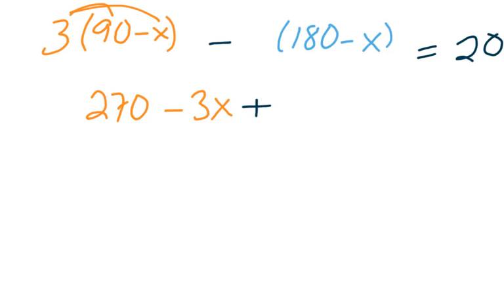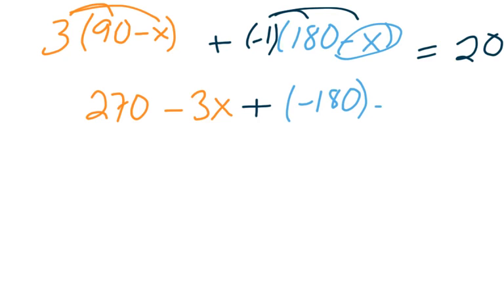And then over here, one way to think about this is to remember that we rewrite subtraction as adding the opposite. So rather than subtracting one set of 180 plus negative x, we're going to be adding a negative 1 set. So let's go ahead and multiply those. So negative 1 times 180 is negative 180. And a negative 1 times a negative x is a positive x. And that's still equal to 20.